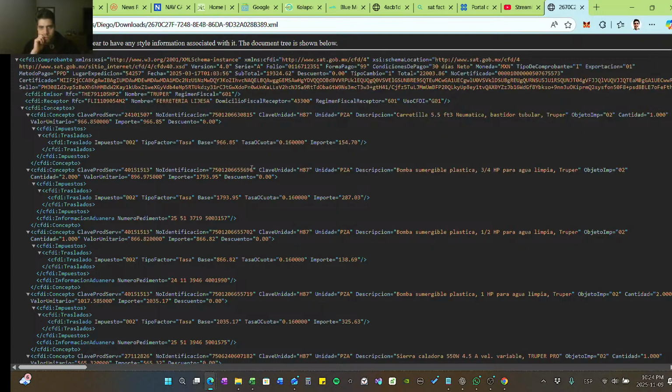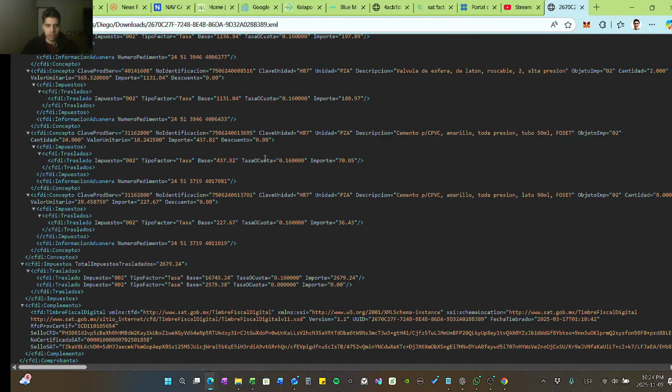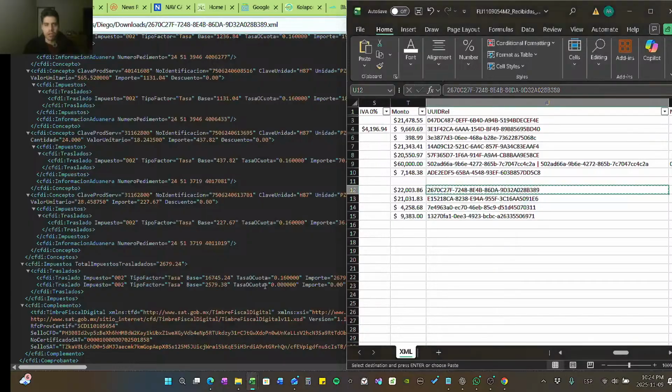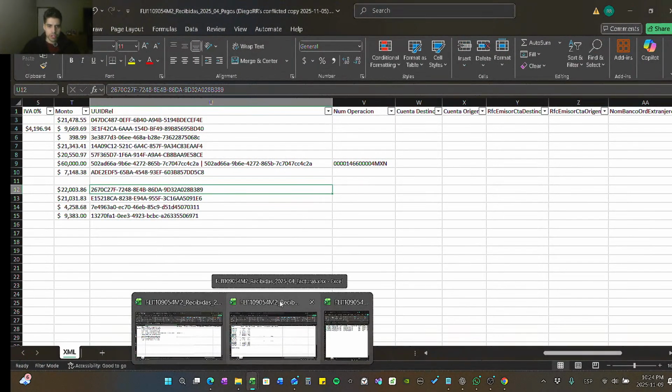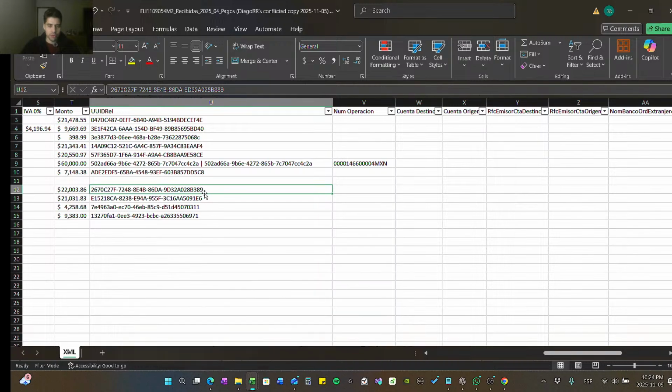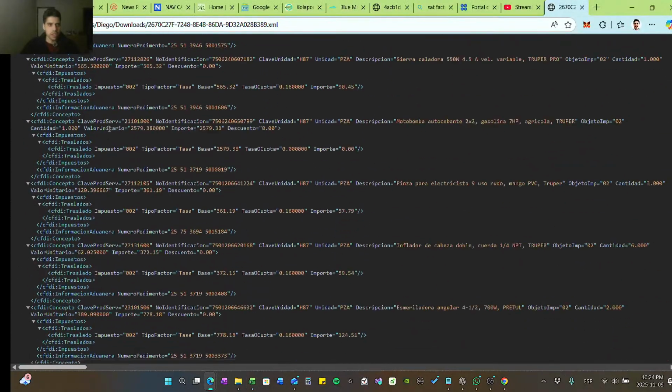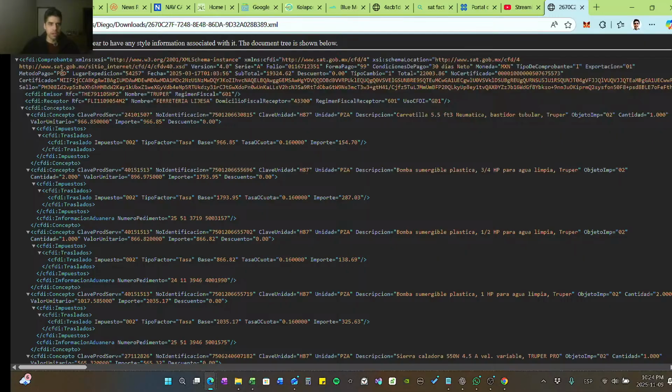Wait a minute. Okay, this one has 0%. However, there's an issue, which is this invoice should be type P, and yet this is a type PPD, which is different.